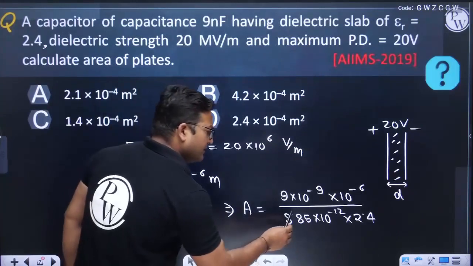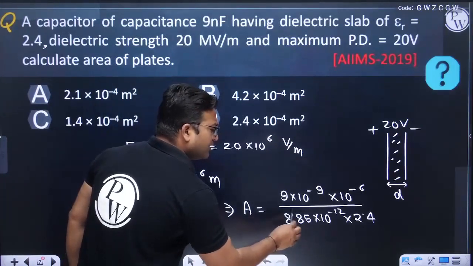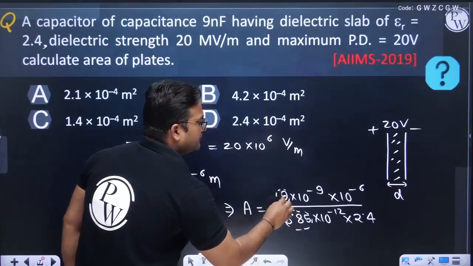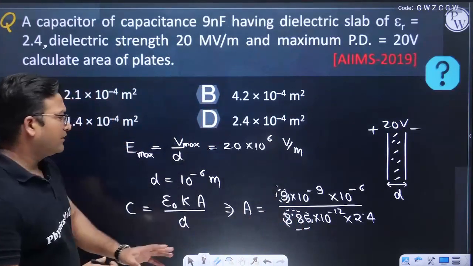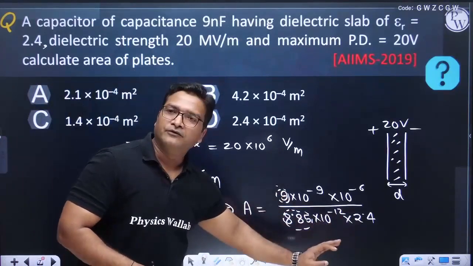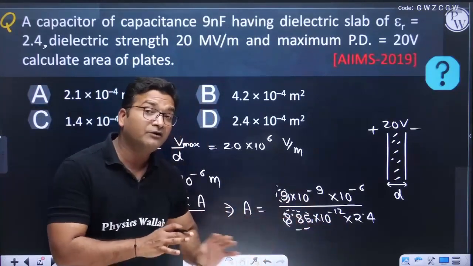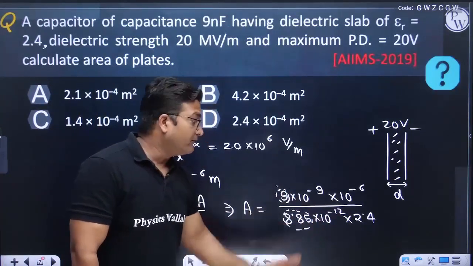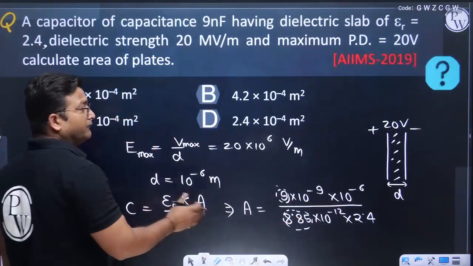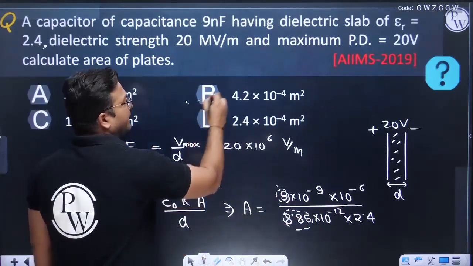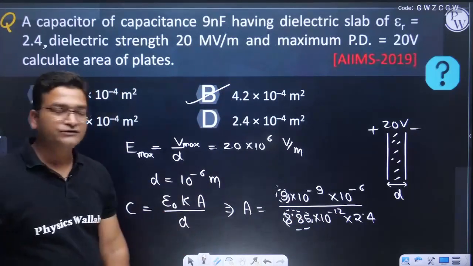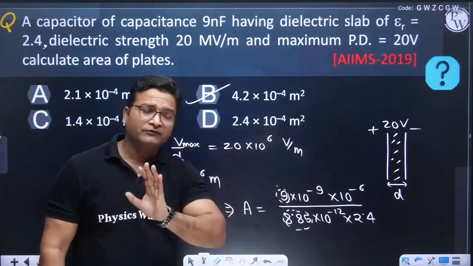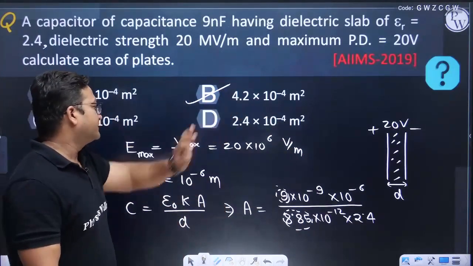Okay. See, 8.85 is very close to 9. So if I just think this and this got cancelled, the answer should be very close to 1 upon 2.4. The numerical value should actually be very close to 1 upon 2.4, and 1 upon 2.4 is nearly 0.4. So option B is correct because it is 0.42. Okay, so you can check the calculations and you will find the order also very close to this. So this is the answer.